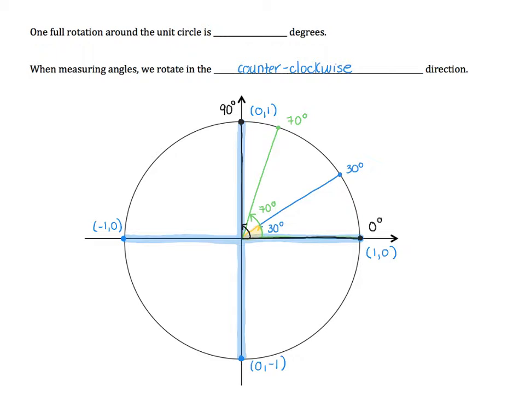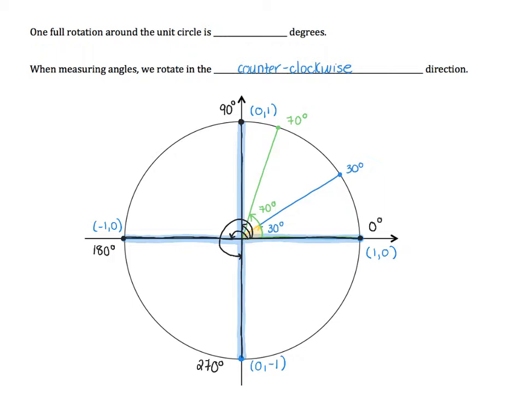If we start from standard position and rotate all the way to the other side of the x-axis, so right here, that's 180. And if we start from standard position and rotate all the way down to here, so this angle right here, that's going to be 270, because that's just so many instances of 90 degrees.